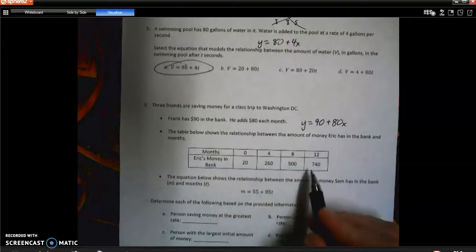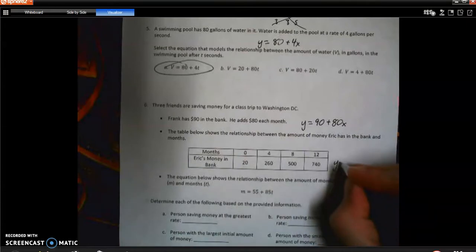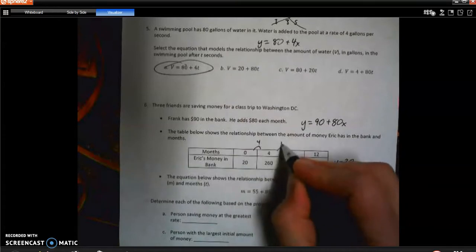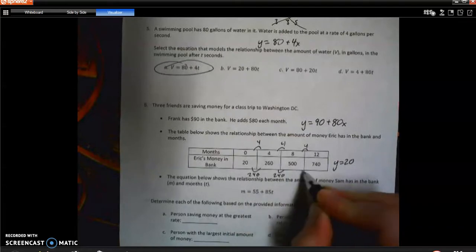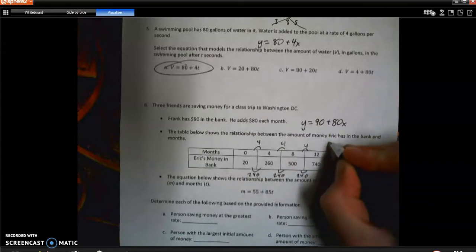This is Eric's. Well, Eric, where does Eric start? So he starts at the very beginning when it equals 0, so he has $20. $20, and what's he adding? So every 4 months, he's adding 240. So every 4 months, he's adding 240.